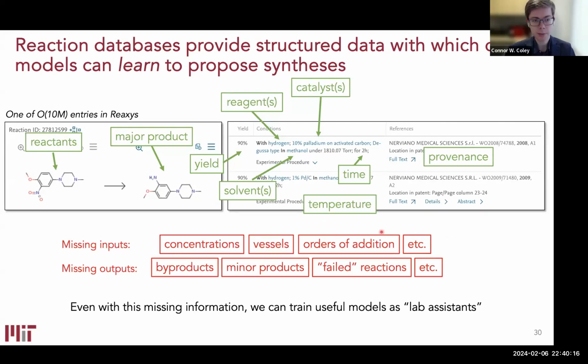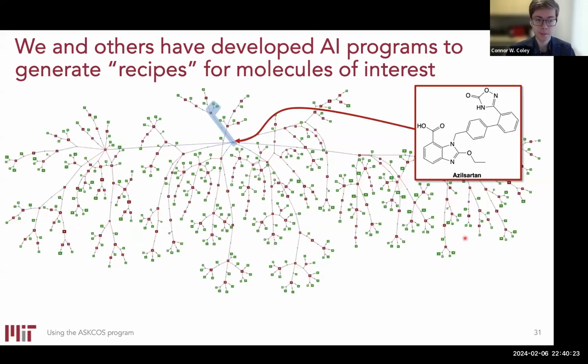But we still end up with this collection of millions or tens of millions of reactions that we can train models on. And we've done this. I won't be going into a large amount of detail due to time, but suffice to say that in the 70 years since computer-aided synthesis planning was first proposed and developed, there's been a lot of progress, especially in the use of data-driven synthesis planning.